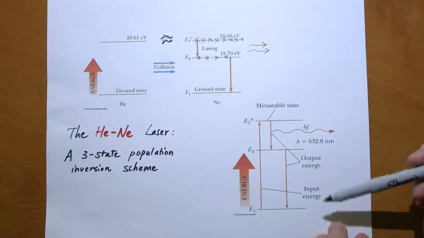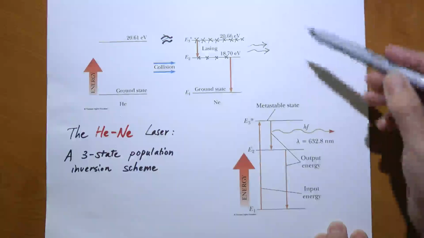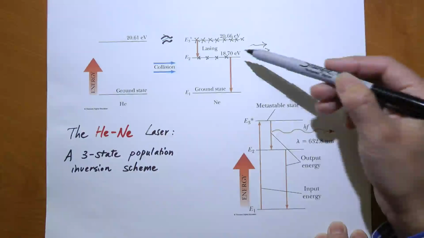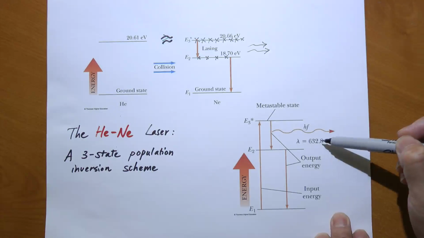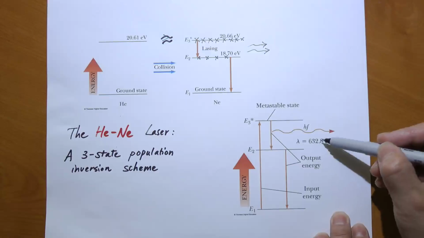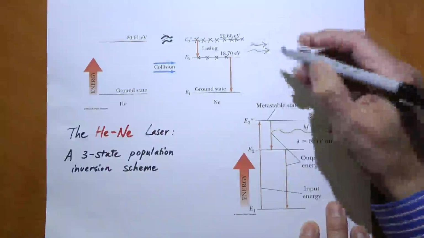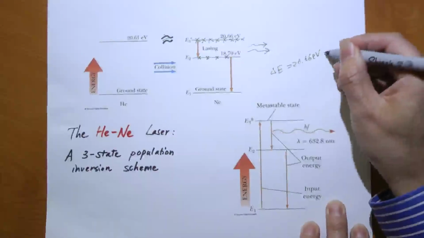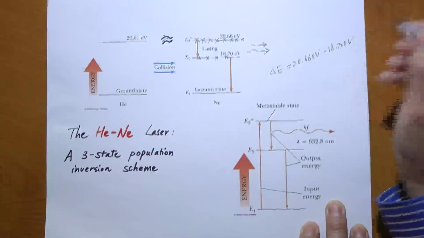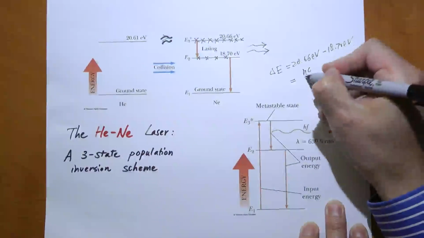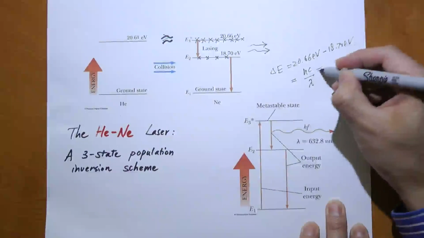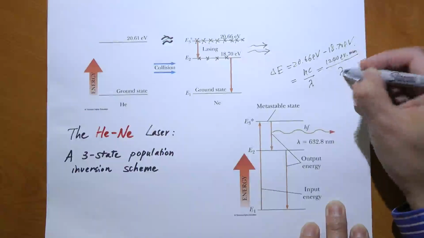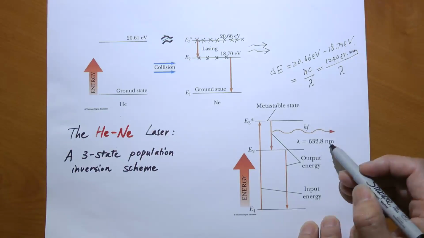And here's the energy diagram going from E3 to E2, 20.66 eV minus 18.70 eV. The energy difference is emitted in the form of the famous red light, 632.8 nanometers. You can verify for yourself. Delta E equals 20.66 eV minus 18.70 eV. Let that equal hc over lambda. hc is 1240 eV nanometers. You divide this by lambda. This lambda is equal to 632.8 nanometers.